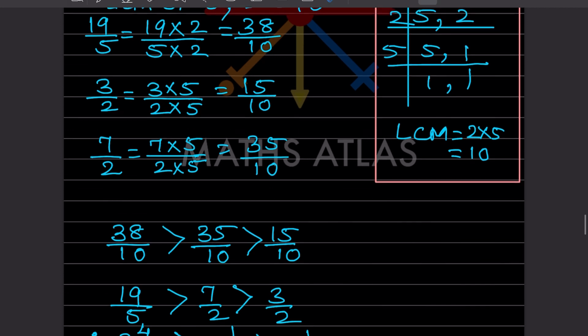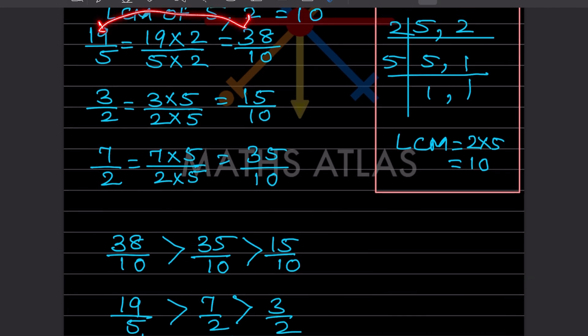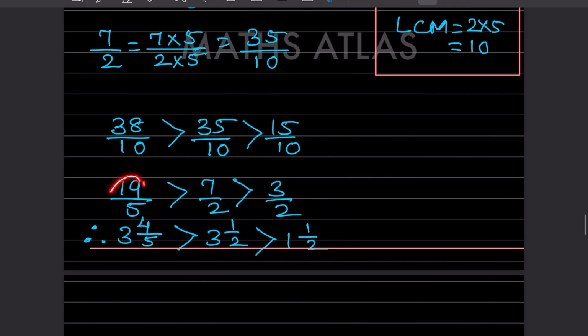What is the original for 38 by 10? It is 19 by 5. So 19 by 5 will be here. For 35 by 10, this is 7 by 2. And for this one, 3 by 2. And then we can also write these because they are improper fractions.